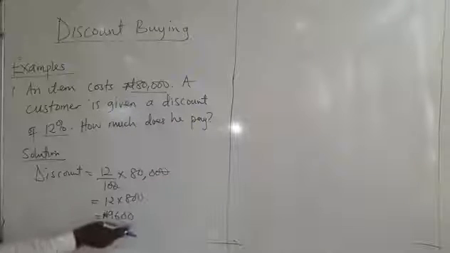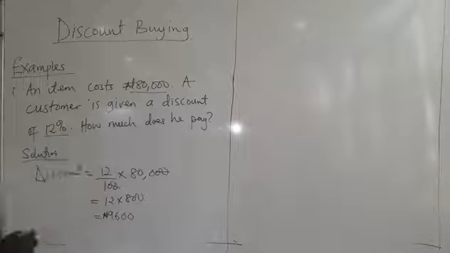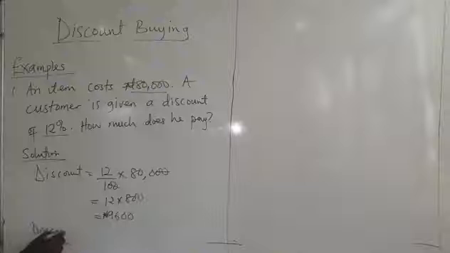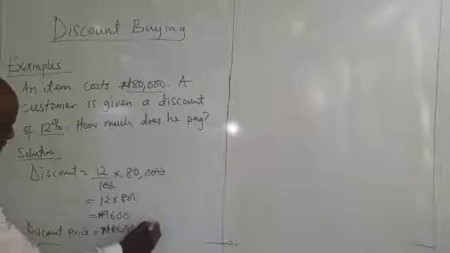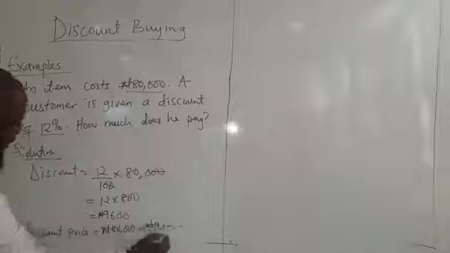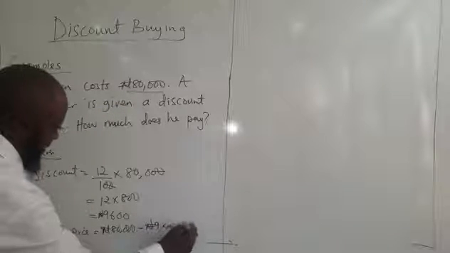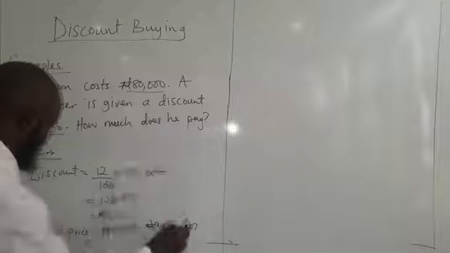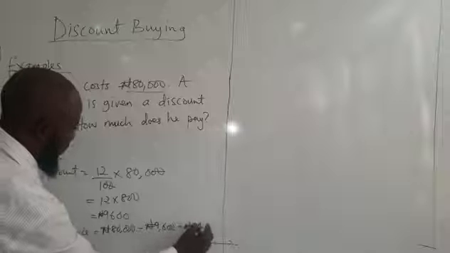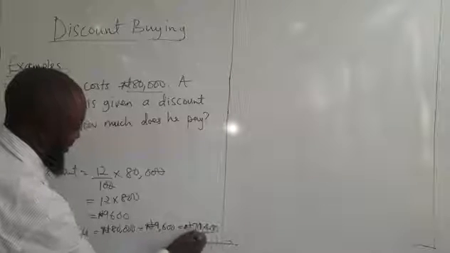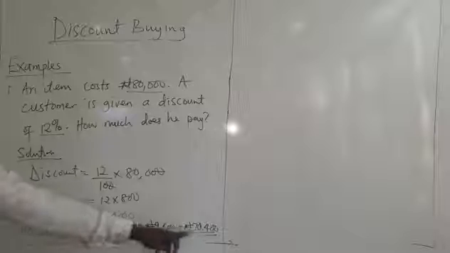How much does the customer pay now? We subtract this from the original price. This we call the discount price, that is the price the customer will pay. So that is 80,000 naira minus 9,600 naira, which gives 70,400. This is the price the customer will pay.